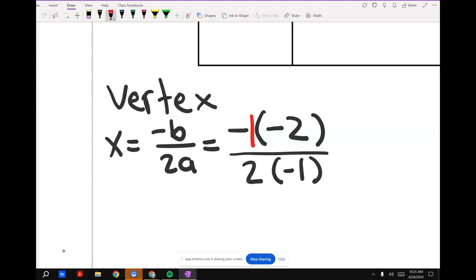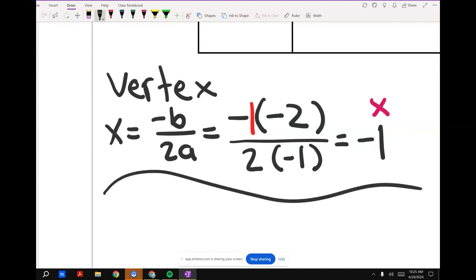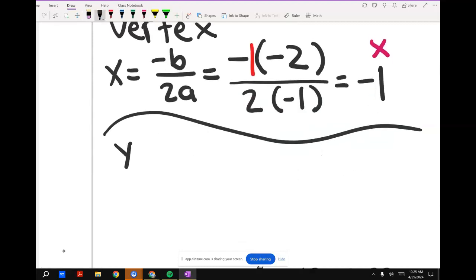So again, our x value is going to be negative 1. Your vertex point is not always going to be negative 1. It just happens that 2 examples in a row, our x-coordinate was negative 1. Just by coincidence. We use the negative 1 to find our y value.